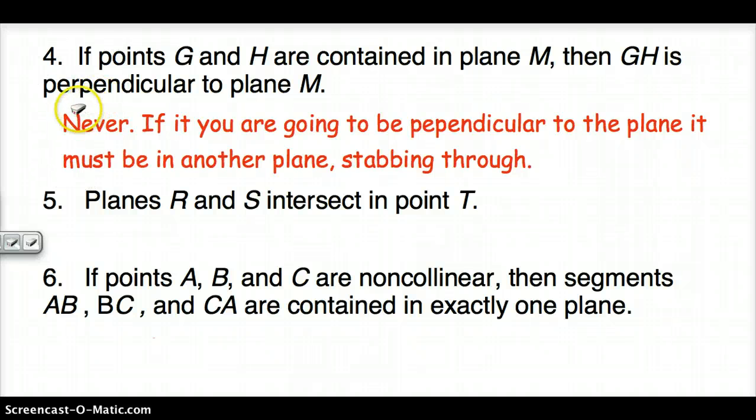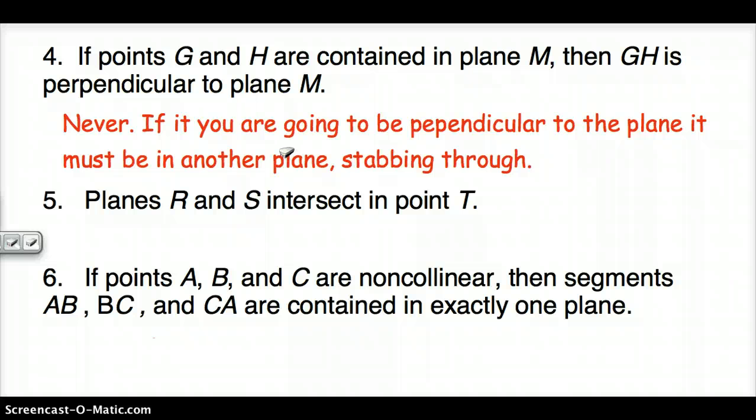Okay, remember, never. If it's going to be perpendicular to the plane, then it has to be in another plane. It would have to be stabbing through. Remember how I held that pencil and stabbed it through the paper? I could do that, but then that line is going to be perpendicular, and they're in two different planes.